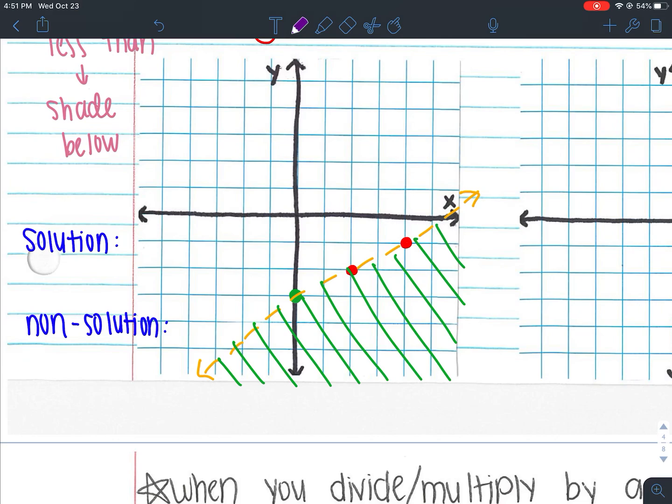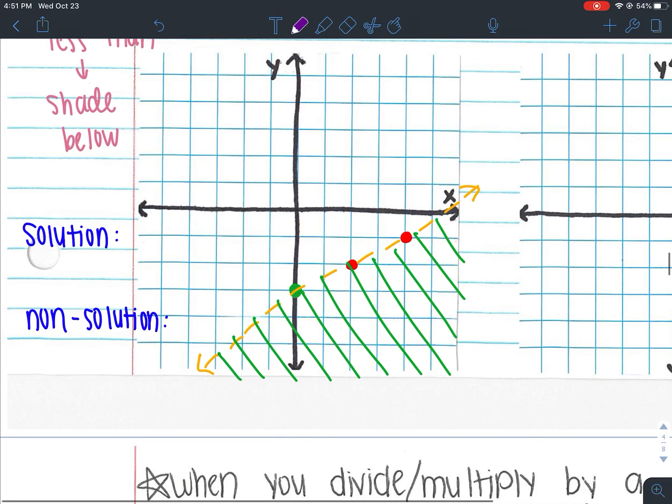Okay. Let's talk about what a solution and a non-solution is. Solutions are in the shaded area, so any point in that shaded area could be a solution. For example, the point (4, -3), down here, is a solution because it lands in the shaded area.